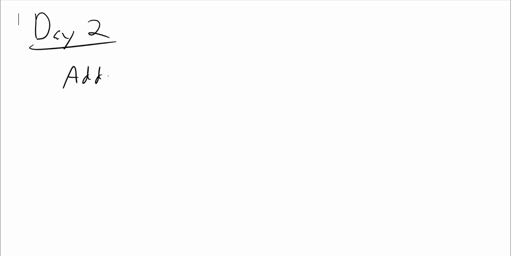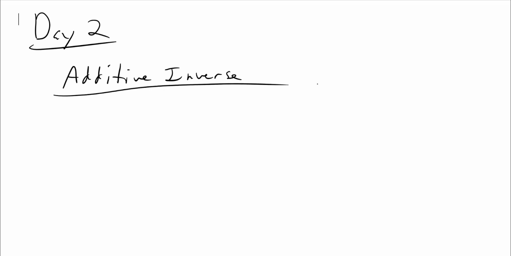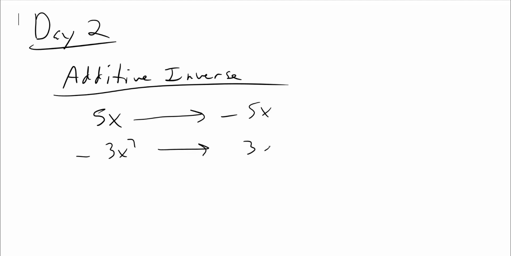Our first topic, so let me just write this out here. This is day 2, and we're going to talk about something called additive inverse. Okay, that sounds pretty scary. Additive inverse, it's actually pretty easy. Let me just give you an example. If I had 5x, the additive inverse is negative 5x. And if I had negative 3x to the 7th, the additive inverse is positive 3x to the 7th.